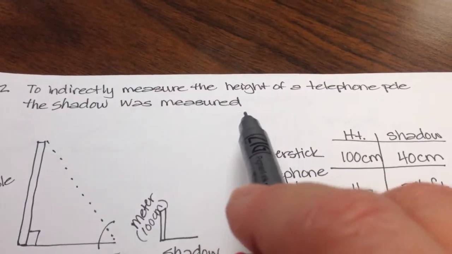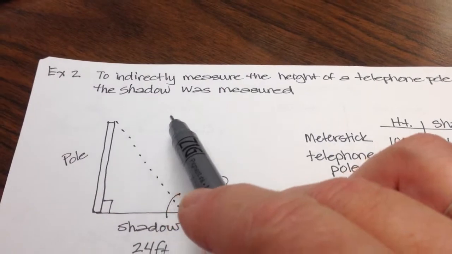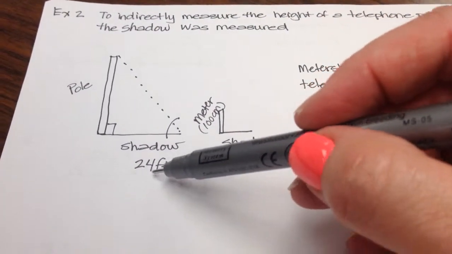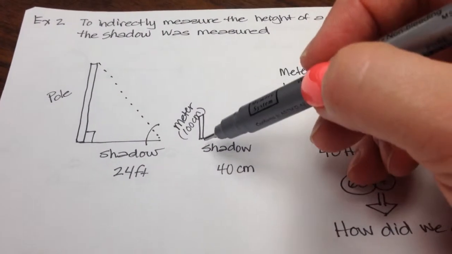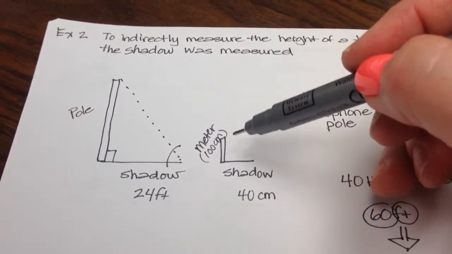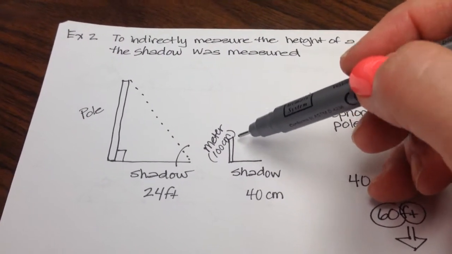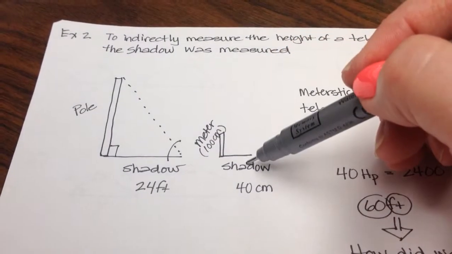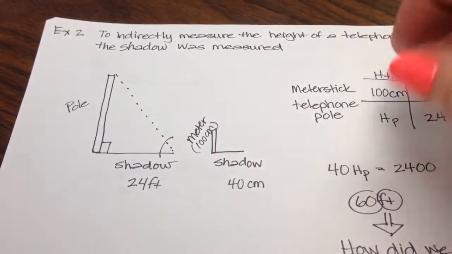To indirectly measure the height of a telephone pole, the shadow was measured. All right, so we have this pole. The shadow measured 24 feet. A meter stick, which is 100 centimeters, made a 40 centimeter shadow. So I have these two things. The sun is in the same place, casting shadows.